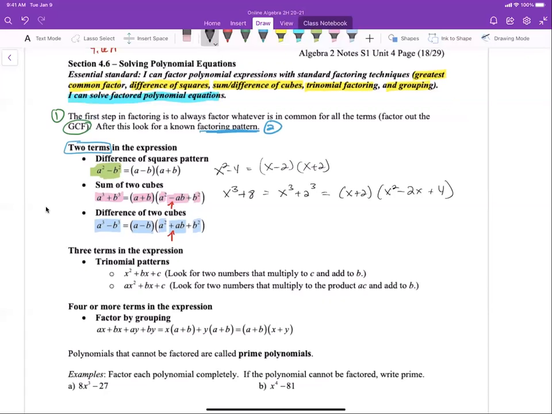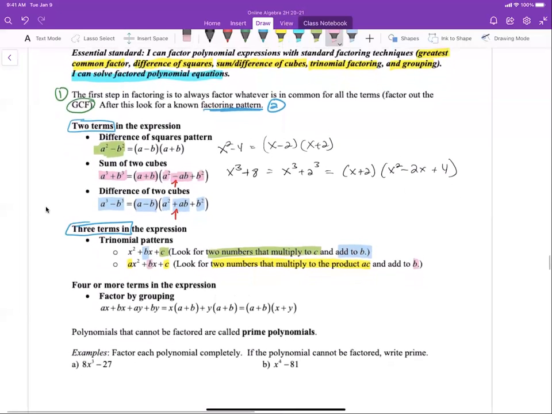Then we have three terms, and you should be familiar with this. You're looking for two numbers that multiply to c, in the case where there's no coefficient in front of x squared, and then they add up to b. You have done this many times. The next one is when I don't have a coefficient that's 1. I have to look for two numbers that multiply to the product of a times c, and then add to b. So you have done those before.